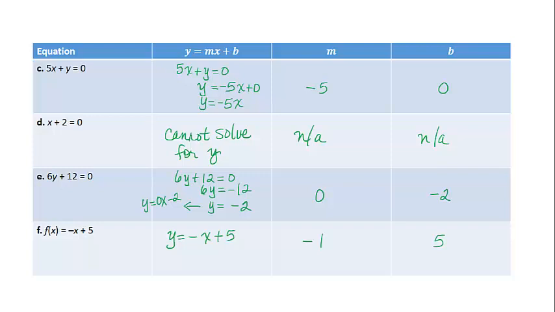Again, this is a very important skill that you're going to need to be successful in the linear function section.